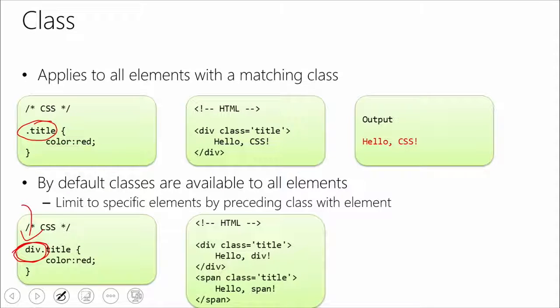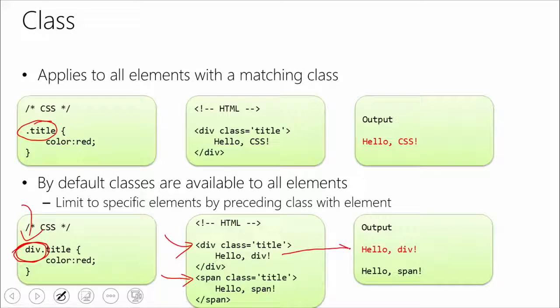So inside my HTML example, you'll notice that I've got a span tag here, and I've got a div tag here. So the result, when this is all printed out, is that it will apply to my div, but it's not going to apply to my span. So my span is going to be whatever the default color is, but my div tag will actually have our hello div.